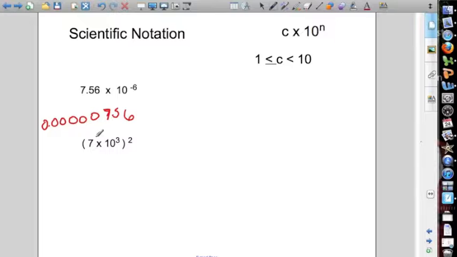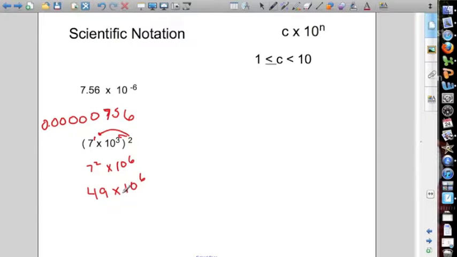Now sometimes we could have a situation like this. This is going to apply some of the properties that we've already had. Notice I'm bringing the 2 into here, and I'm also bringing the 2 into here. When I take a power to a power, I multiply. So I have 7 squared times 10 to the 6th power. Now 7 squared is 49, so I have 49 times 10 to the 6th.